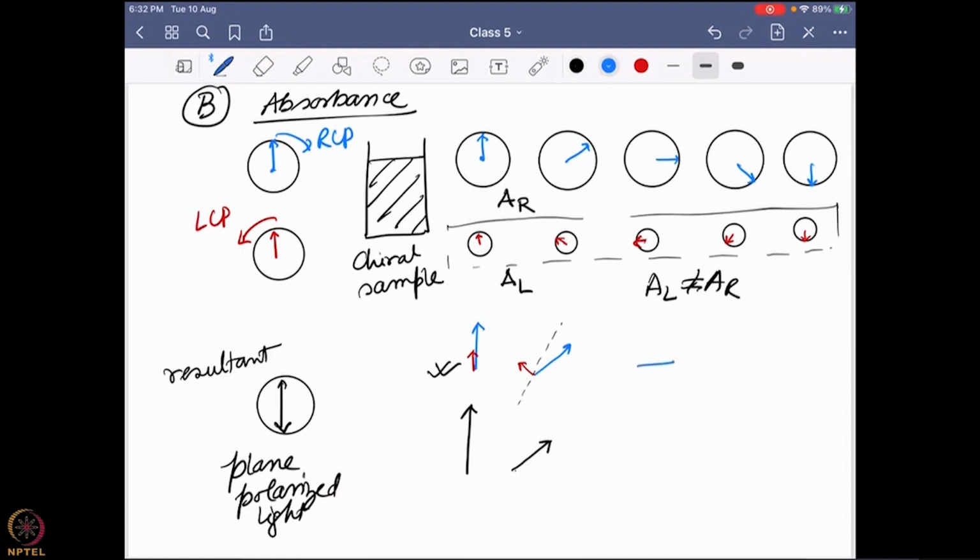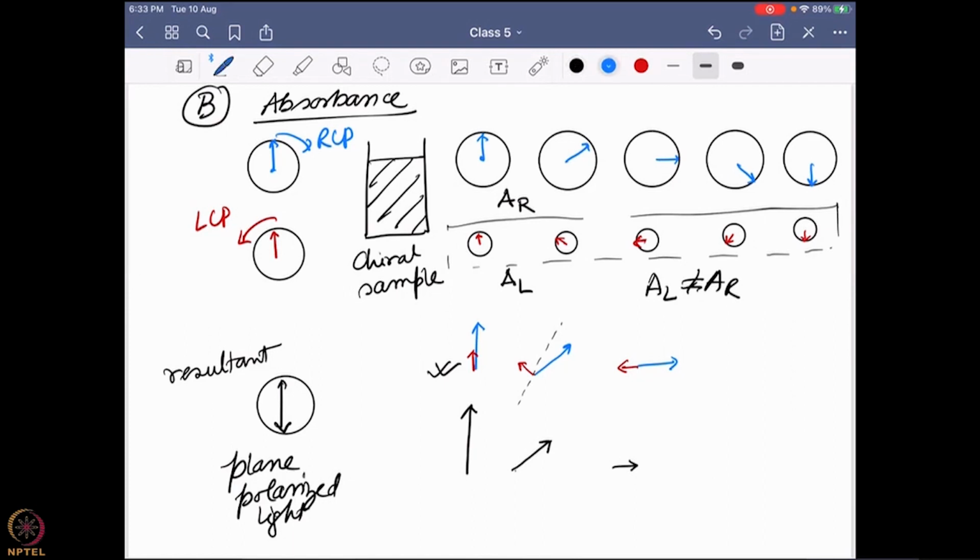Then in this case, they're exactly opposite. If it is the same absorbance, then it's going to be 0. But because they have different absorbance, their amplitudes are not the same for the right hand and left hand circularly polarized light. There is going to be some resultant, and it is going to be in the right hand circularly polarized light direction. And that is the minimum value you can have, because they're exactly opposite to each other and trying to cancel each other out.